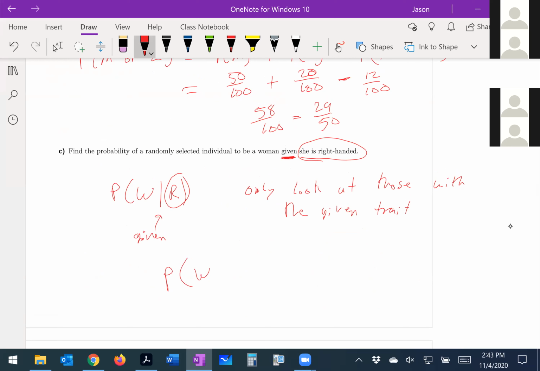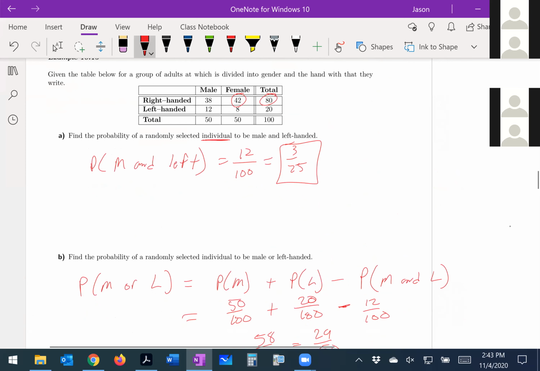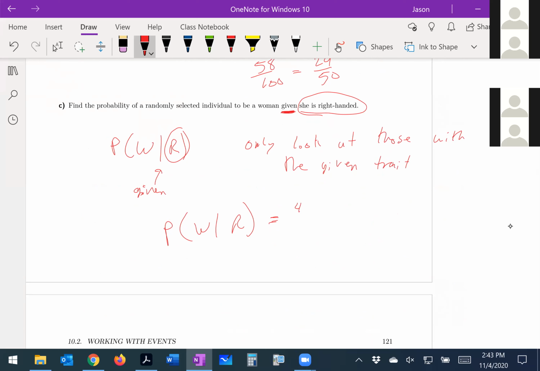So the probability that someone is a woman, given that they're right-handed, is going to be equal to the number of women that are right-handed. Well, how many is that? The number of women that are right-handed is 42, over the total number of right-handers. Well, that's 80. This is divisible by 2, which becomes 21 over 40. And that's the probability. This thing with the given has a name. It's called conditional probability. It's based on a condition.